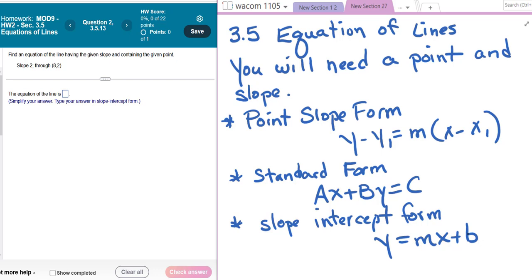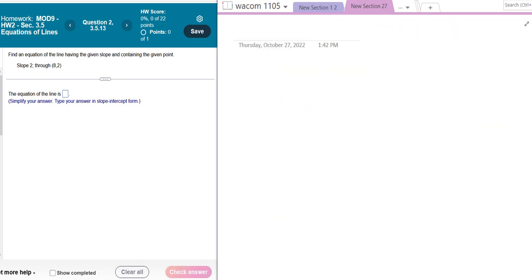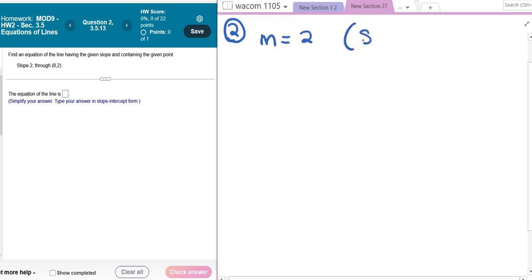All right, so we're going to do question 2, and I'm going to have to get rid of my page there. And it says, find the equation of the line having the given slope. So they're telling us m is 2, and it passes through the point 8, 2. And they are telling us in the directions down here below, type your answer in slope-intercept form.